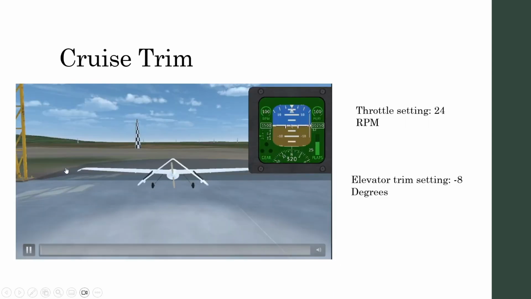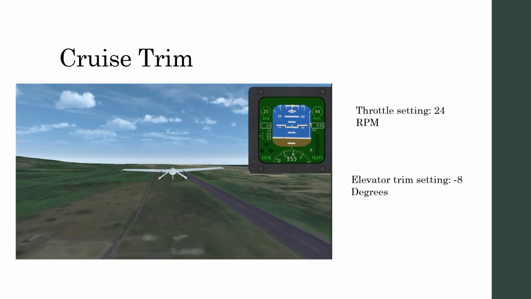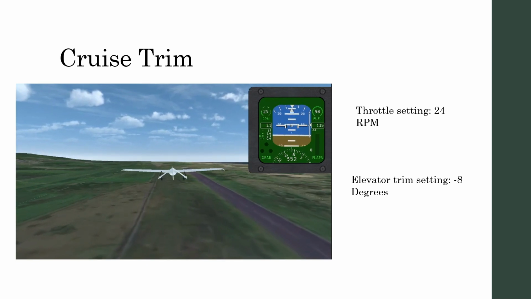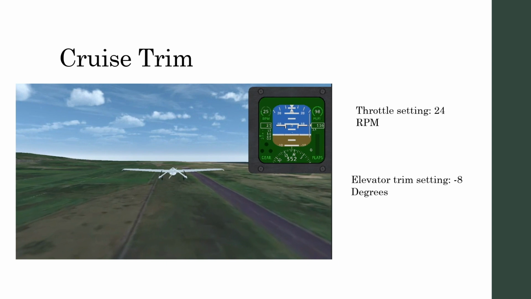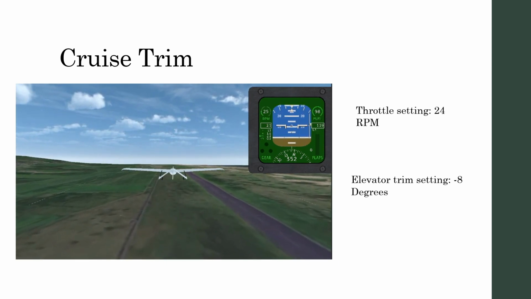The cruise trim is shown in this video, and this is where the aircraft is flying at a constant altitude, constant velocity, and the throttle is not being altered. And for this, the throttle setting was at 24% of the maximum RPM, and the elevator trim setting was at -8 degrees.